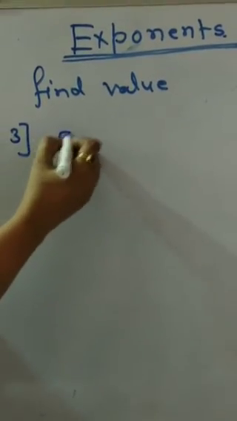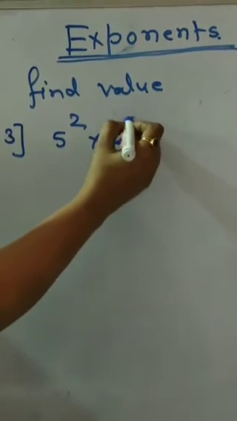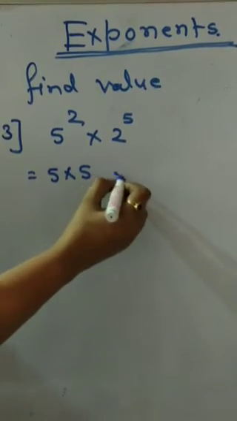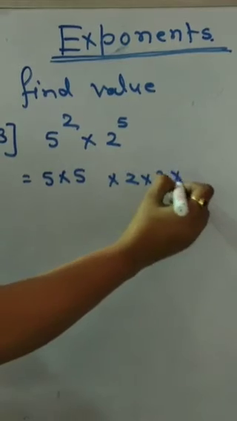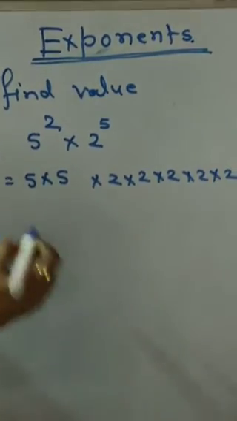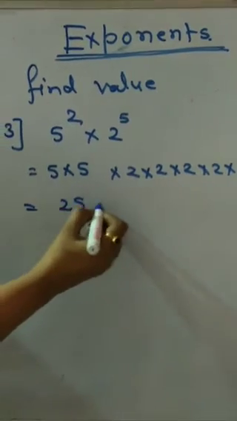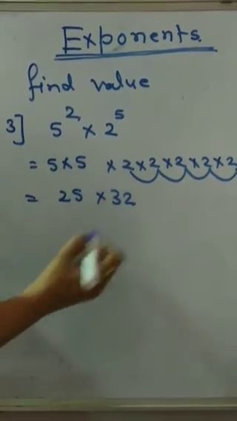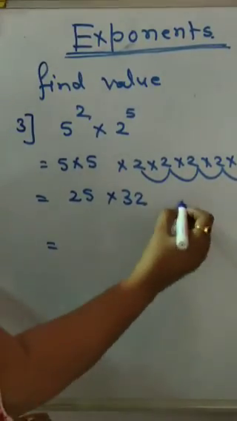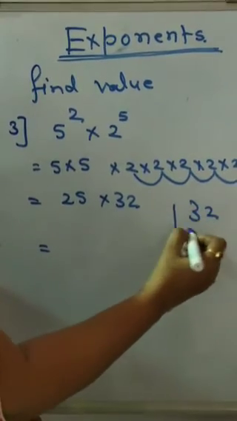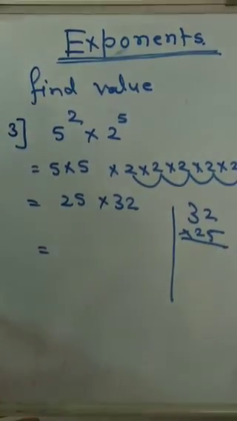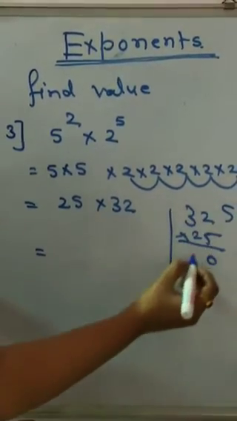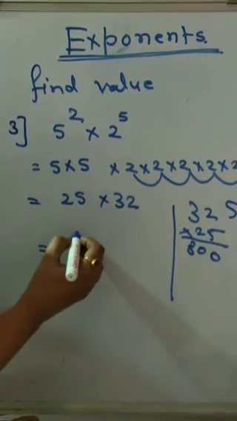Third one is 5 raised to 2 into 2 raised to 5. 5 into 5 into 2 into 2 into 2 into 2 into 2, 5 times 2. 5 fives are 25 into 2 times 2 is 4, 8, 16, 32. Now we have to do the multiplication: 32 into 25. 25 times 2 is 50, 0, 5 is here. 25 times 3 is 75, 75 and 5 is 80. Therefore the answer is 800.